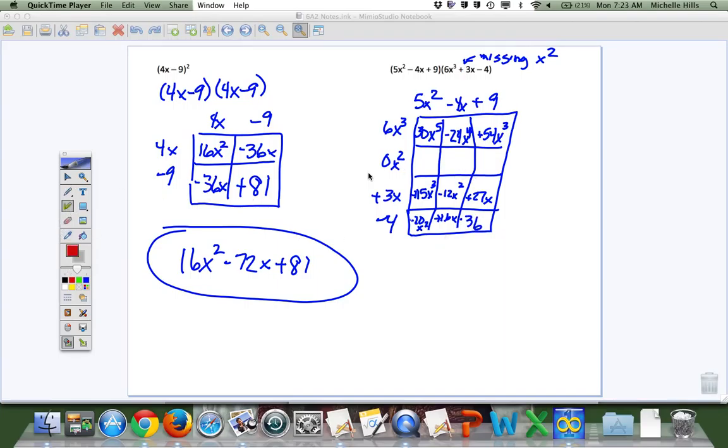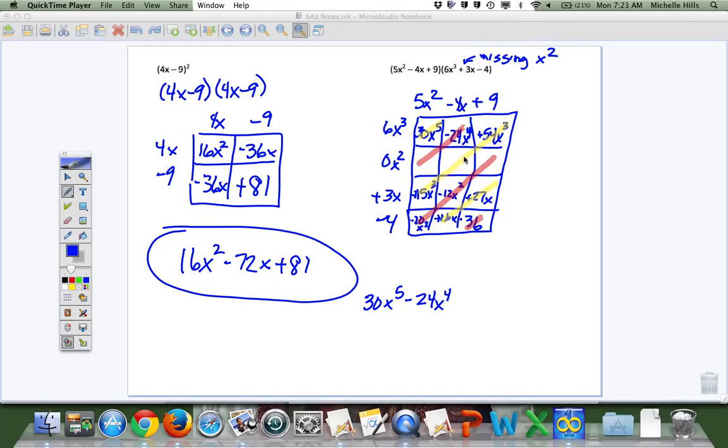Now the reason I did that is that my x to the 5th, here are my x cubes, there's my x to the 4th, here are my x squareds, these are my x's. So each diagonal has my like terms on it that I can combine. So I have a 30x to the 5th, a negative 24x to the 4th, so minus 24x to the 4th.